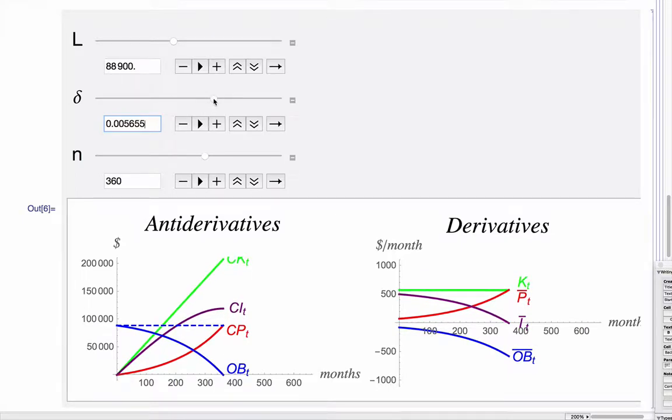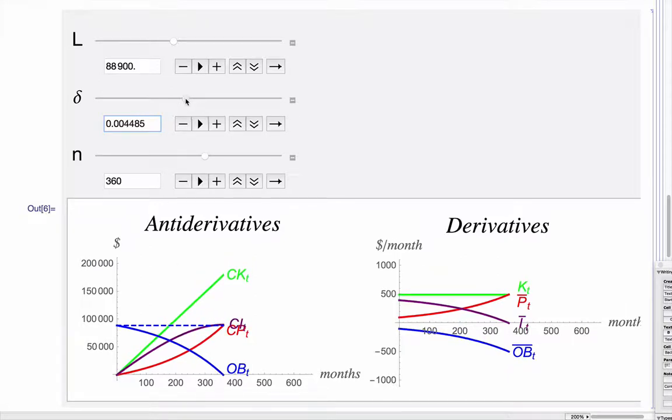That's illustrating the fact that if the interest rate gets higher, you pay more interest. CPT still ends up equaling the loan amount by the end, but the total cumulative interest, CIT, goes higher. And in fact, if delta is high enough, in this case higher than about 0.045 or so, with this particular L, you end up paying more than the total loan amount, which sounds bad, right? You're paying a lot of interest over the life of the loan.